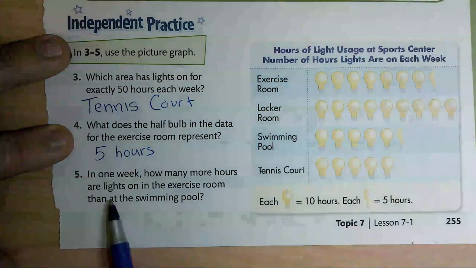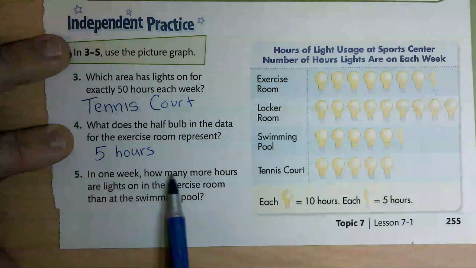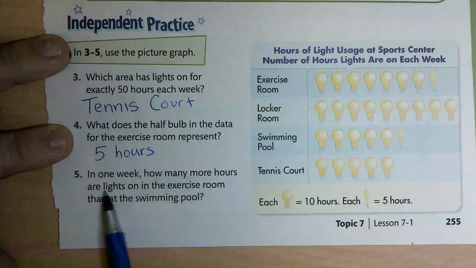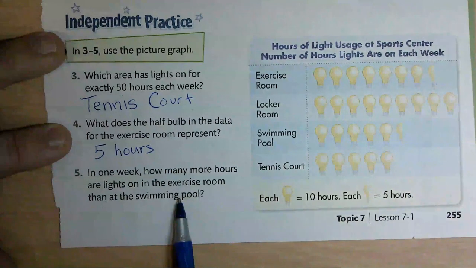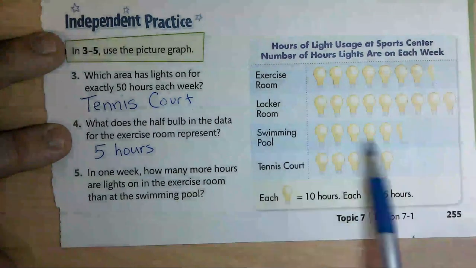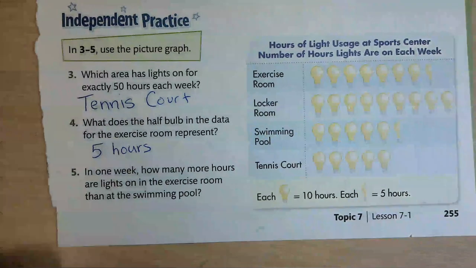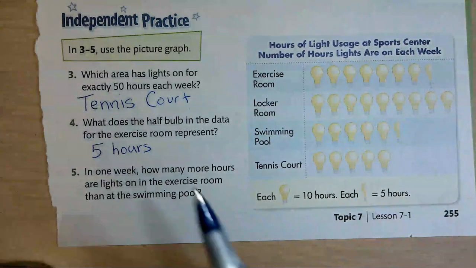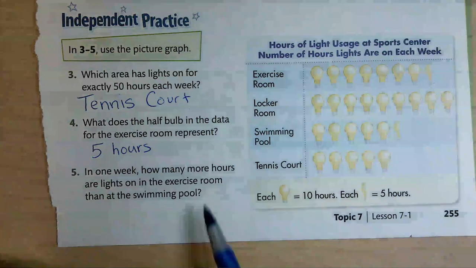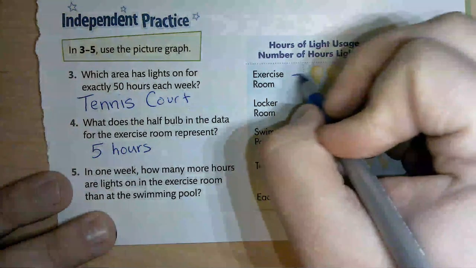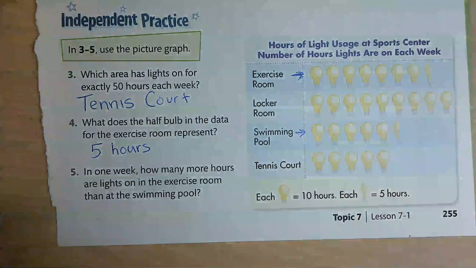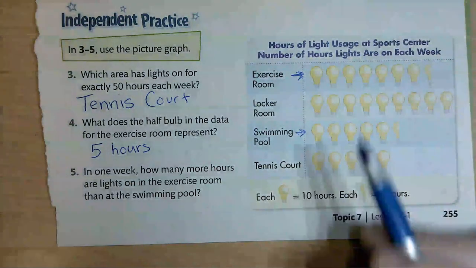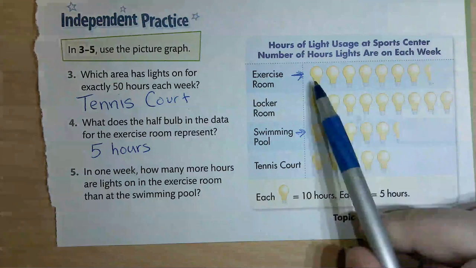All right. Last one, it says in 1 week, how many more hours are the lights on in the exercise room than the swimming pool? All right. So our exercise room and our swimming pool. When we hear that, how much more, we're going to have to do some subtracting. So I know that I'm looking at the exercise room and I'm looking at the swimming pool. Which one of those is larger? Well, which one has more light bulbs? The exercise room, right?